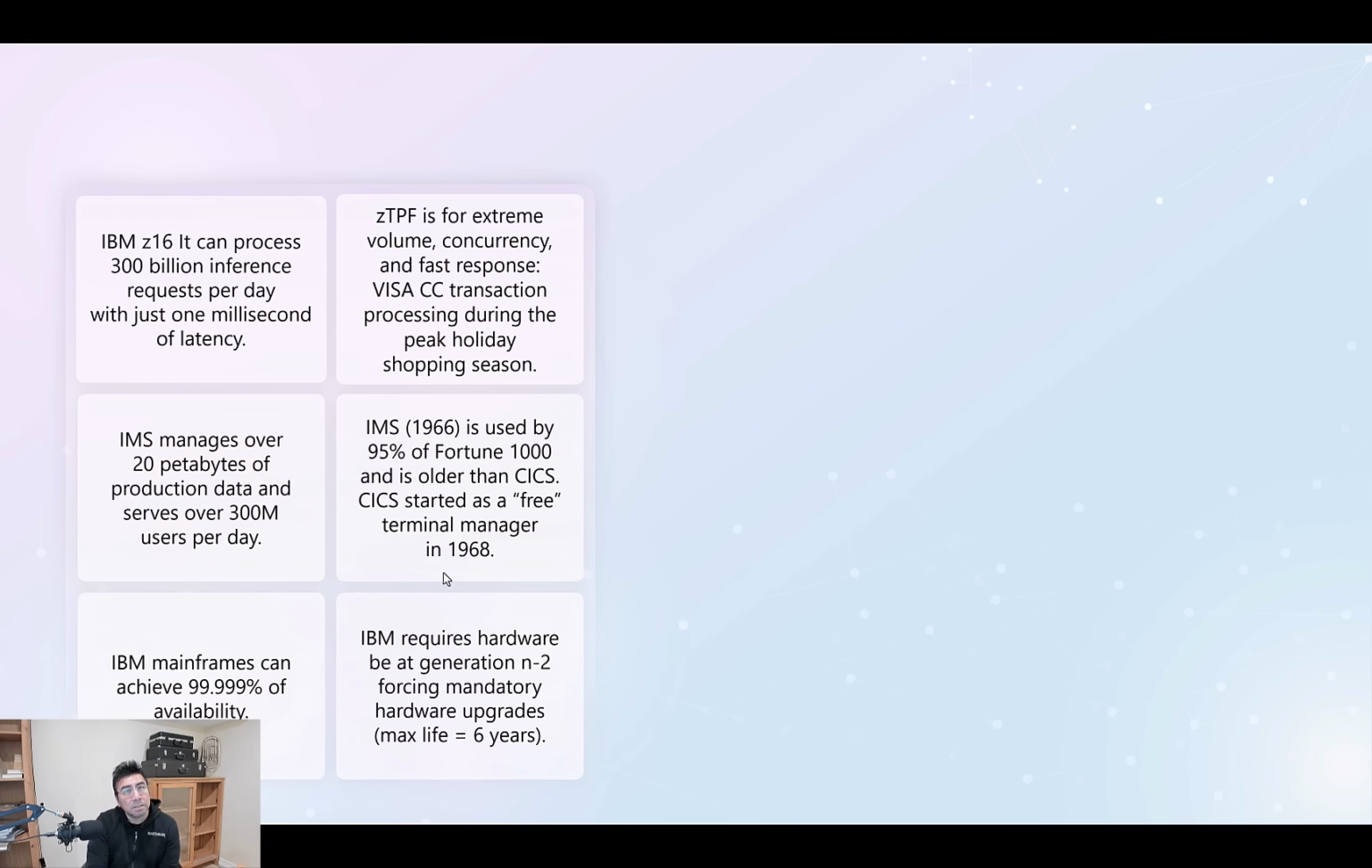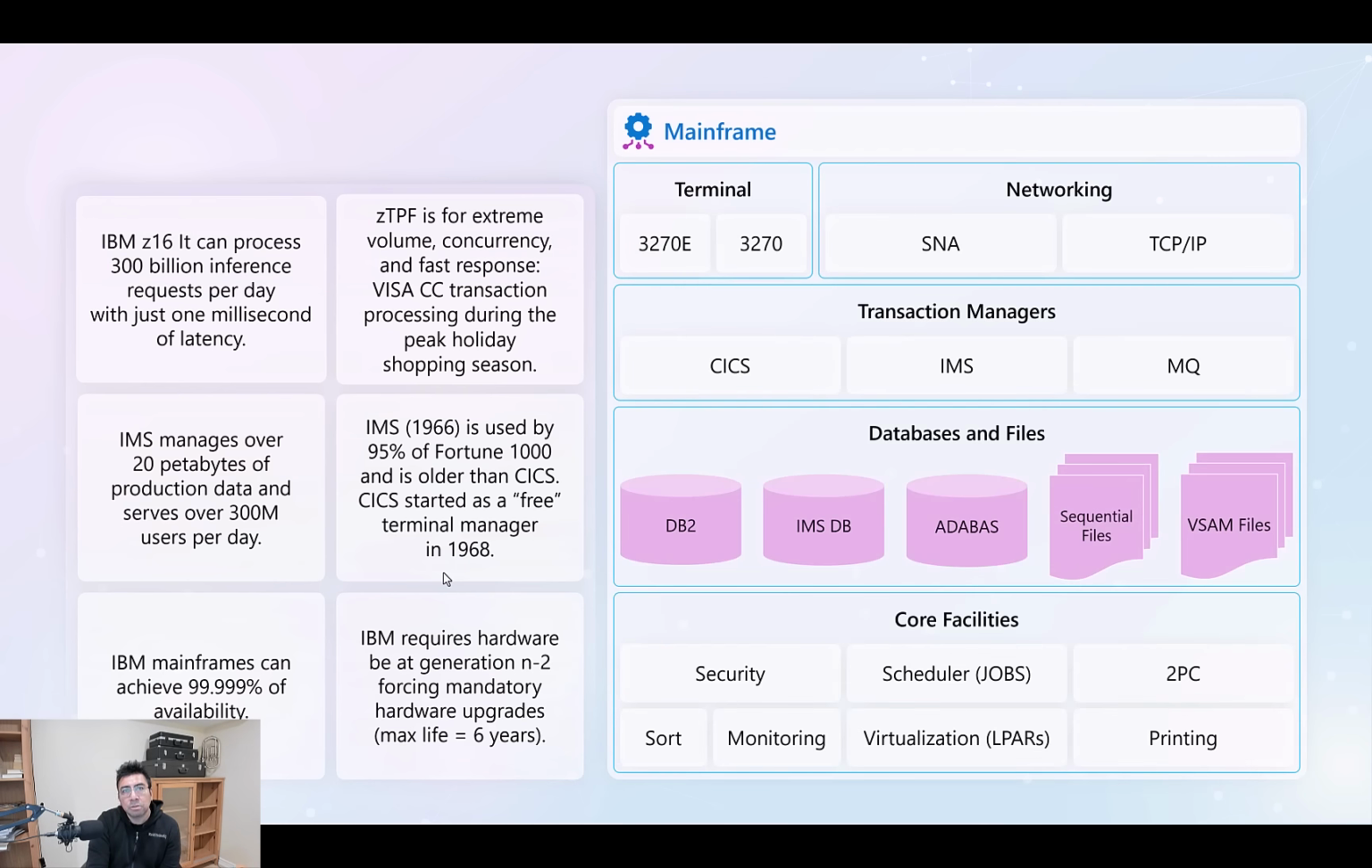And considering that this is a very legacy architecture, despite the modernization and the hardware, they are still very relevant today because they work, and they work very well. At a high level, a mainframe has different components. They have terminals to allow the entrance to the system. They have networking components. They have transaction managers that allow the program execution, like CICS, IMS, and IBM MQ. They have databases and files, and they have core facilities.